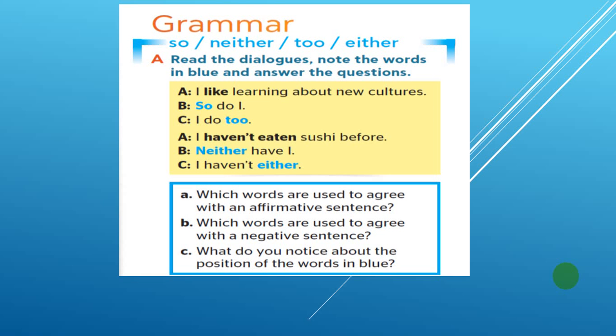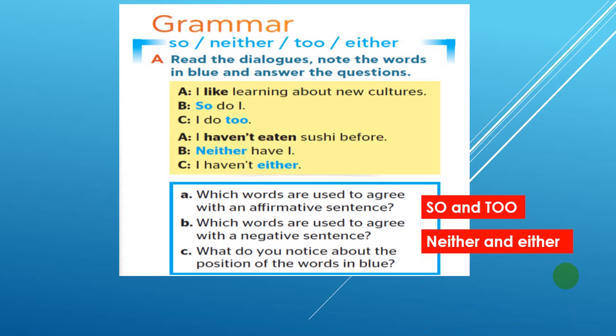Okay, what do you think about this one? A. Which words are used to agree with an affirmative sentence? What do you think? Okay, that's right. So and too. Which words are used to agree with a negative sentence? What do you think about this one? That's right. You can use neither and either.